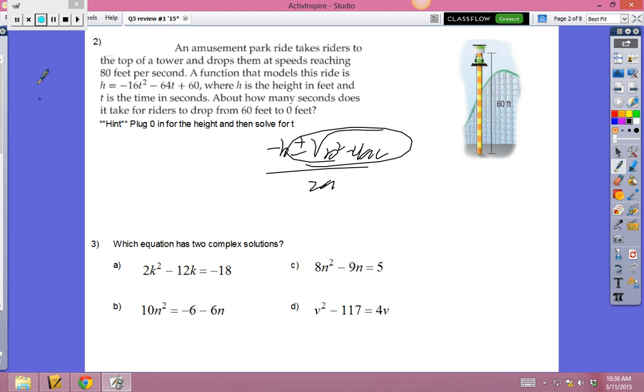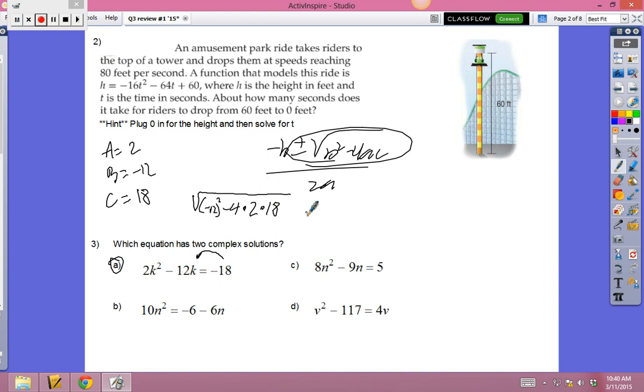Let's just look at what's under the square root. Okay, so let's go through them. Let's look at A. On A, a is 2, b is negative 12, and c, you have to move this over. Everything has to be on the same side, so c is going to be 18. So now if I just look at what's under the square root, it's going to be b squared, so a negative 12 times negative 12 minus 4 times a times c.